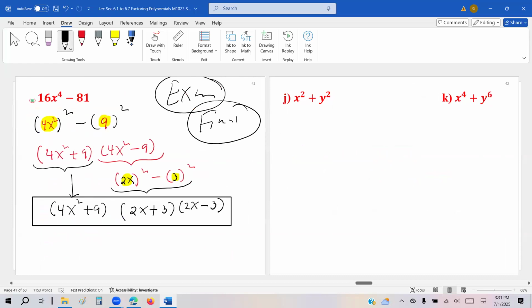Now the last 2: x squared plus y squared, and x to the power 4 plus y to the power 4. What do you think? Fine, it's not factorable. It's a sum. We don't have any rule for sum of perfect squares. We have the rule only for difference of perfect squares. So it's not factorable. When something is not factorable, we call them prime.